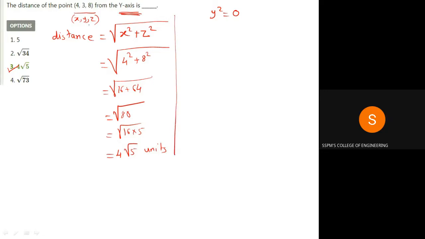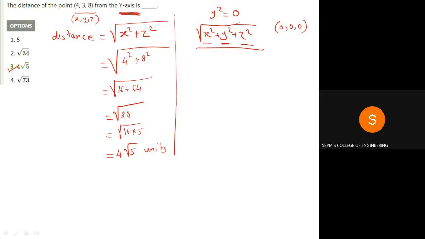Okay. So remember, when the y-axis is given here, you have to find the distance of a point from the y-axis. You will not consider y square here. The actual standard equation is like this: x square plus y square plus z square. This is the equation to find the distance of any point from the origin. 0, 0, 0, that is the origin. So if you are asked to find the distance of any point from the origin, you will use this formula. But here we were asked to find the distance from the y-axis. So y will be 0 here. If you are asked to find the distance from the x-axis, x will be 0. If you are asked to find the distance from the z-axis, you will consider z as 0.